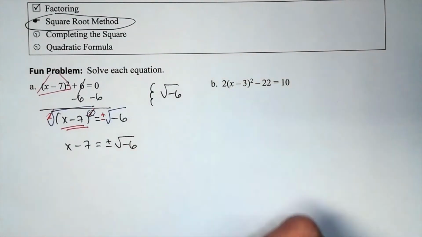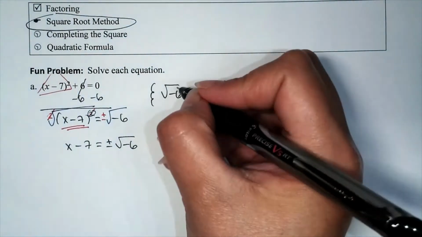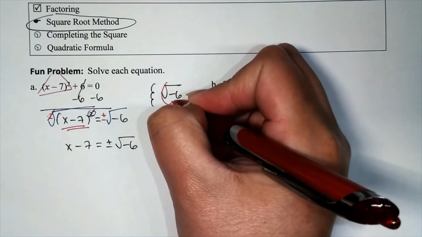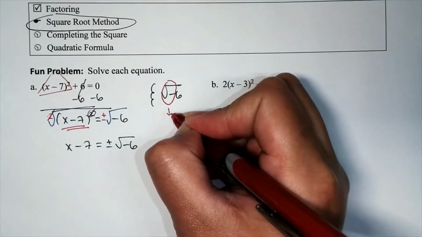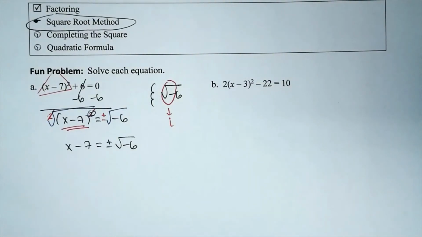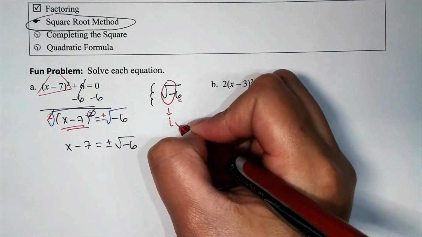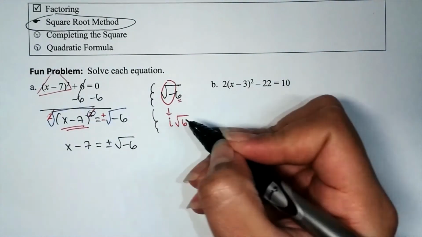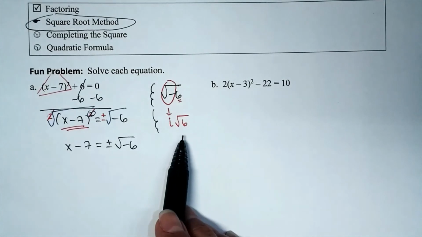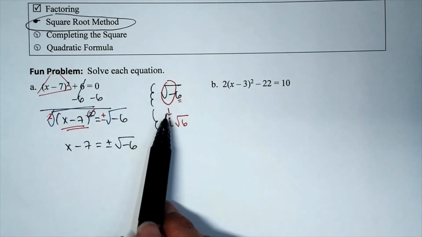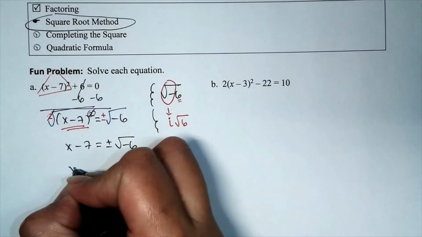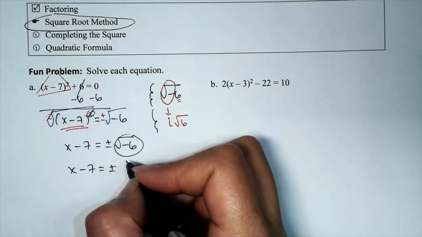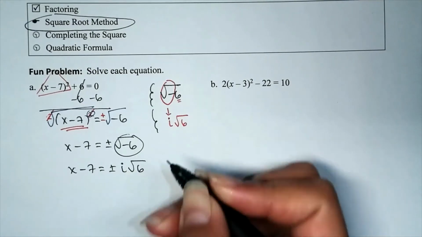So when it comes to simplifying square roots of negative numbers, the first thing we want to do is fix it so the radicand is positive. So we are going to replace the square root of negative 1 with the imaginary unit i. And then we're going to multiply it by the leftover radical, which is the square root of 6. Okay, the square root of 6 does not contain a perfect square factor, or in English, we can't simplify it anymore. So that's it. This is what the square root of negative 6 simplifies to. So we have x minus 7 is equal to positive or negative the square root of negative 6, which simplifies to i times the square root of 6.